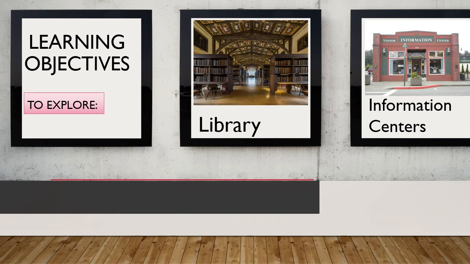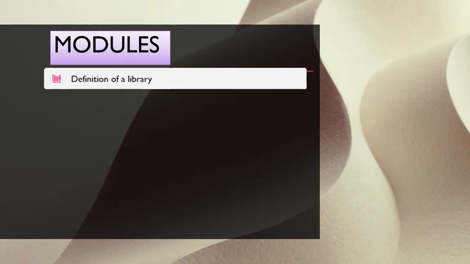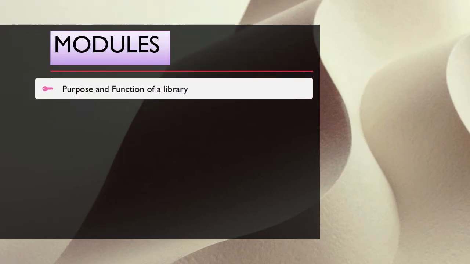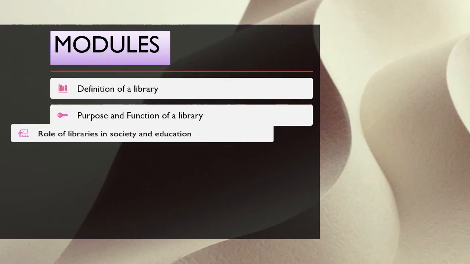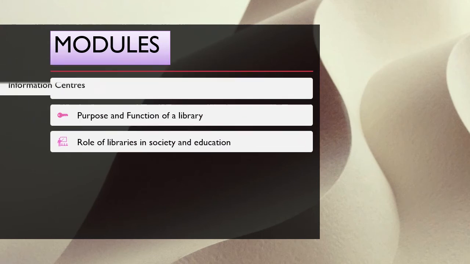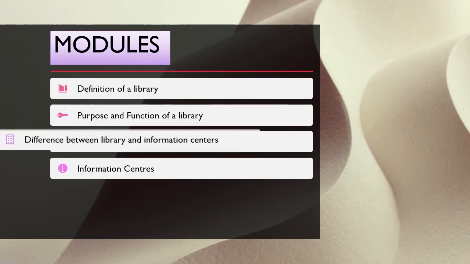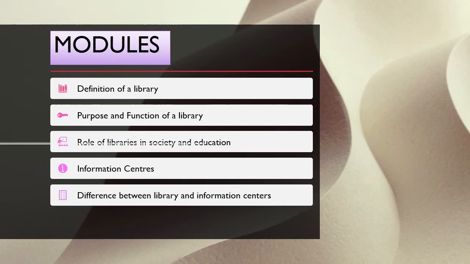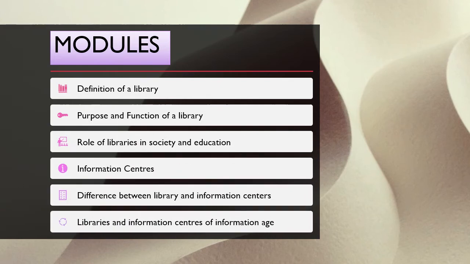Let us explore the learning objectives of this course. The learning objectives are to explore library and information centers. Let us see the modules in this course. The first one is the definition of a library, purpose and function of a library, role of libraries in society and education, information centers, difference between library and information centers, and library and information centers of information age.